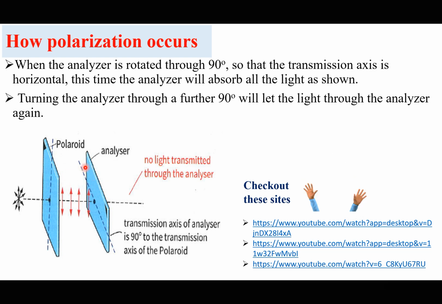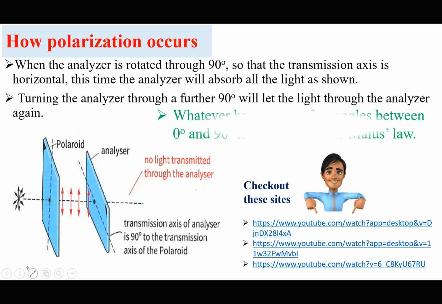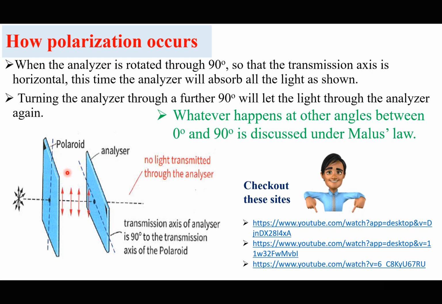But if we rotate this further through another 90 degrees, now this axis will again be vertical. So we shall see the transmitted light from the first polarizer again emerging here. So whatever happens between 0 and 90 degrees is discussed under what we shall call Malus's law. We know what happens at 90, there will be no light transmitted.